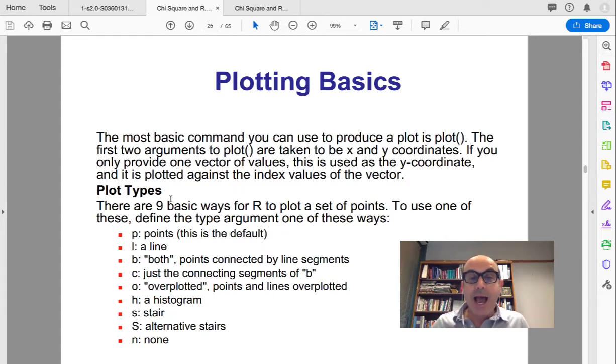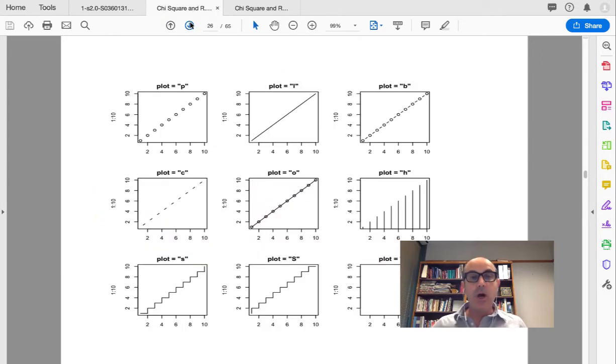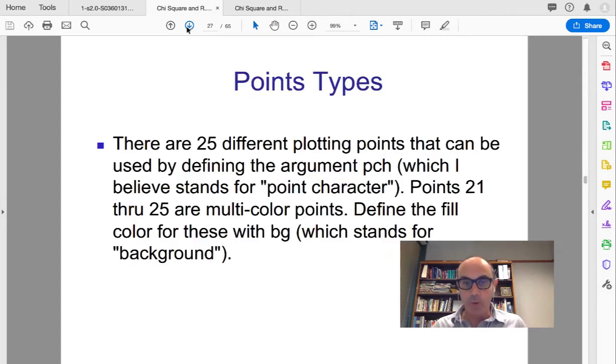So there are 9 basic ways to plot a set of points. We use those to define the type argument. One of those ways, p is the point, l is the line, b is both points connected by the line, c is just the connection segment of the b, o is the over plot, points and line over plot each other, h is the histogram, s is the stair step, S is the alternative stair step, and n is none. So in this case, this is what we are getting out of our example.